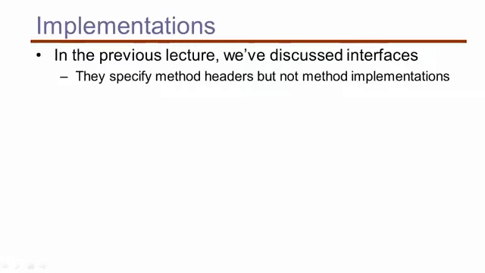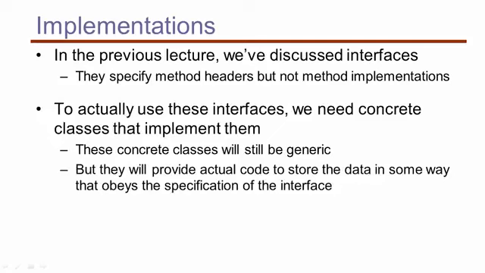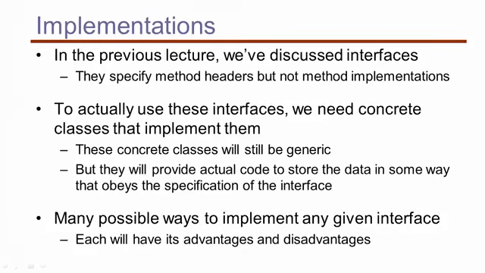In the last lecture, we discussed interfaces and how they relate to one another, but it is important to remember that an interface, as we defined it, just specifies the methods that must be provided. The interfaces themselves are not working classes that can actually do anything for us. To use an interface, we need a concrete class that actually provides all the methods specified in the interface. The classes are free to contain additional methods too, but at a minimum, they must provide the methods of the interface. These classes will still be generic, which allows them to be written once but still store data of any type. And a key aspect of all this is that there are many possible ways to implement a given interface.